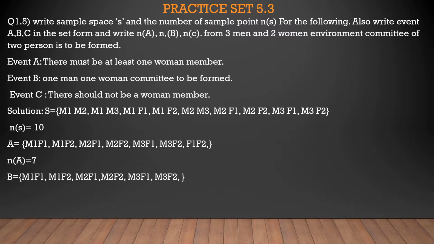Event B is 1 man, 1 woman committee is to be formed. So sample points in event B are written as M1 F1, M1 F2, M2 F1, M2 F2, M3 F1, M3 F2. So n of B is equal to 6. Event C is there should not be a woman member. So we have M1 M2, M1 M3, M2 M3. So n of C we get as 3.